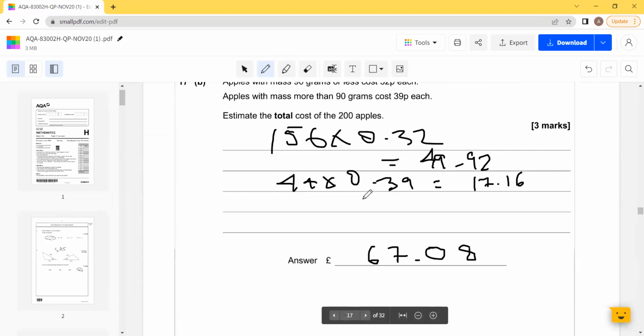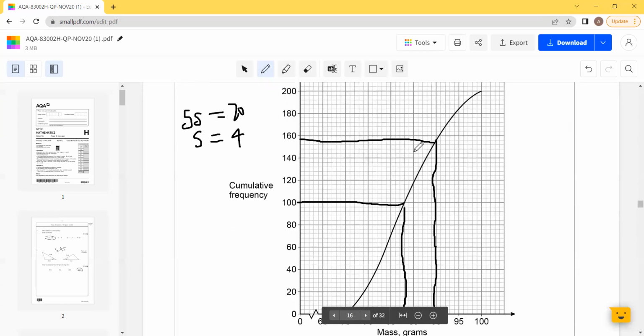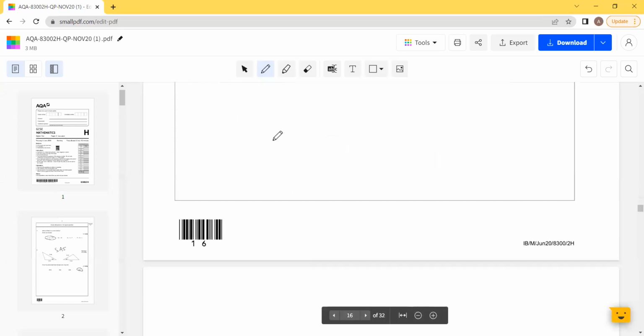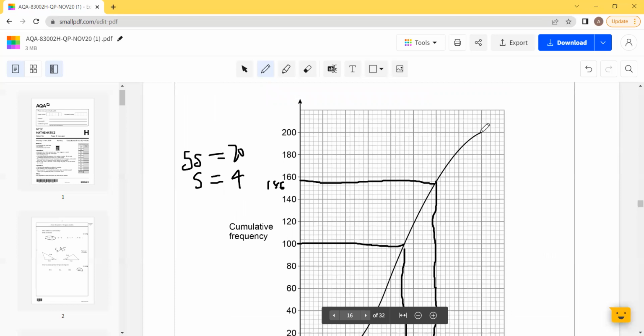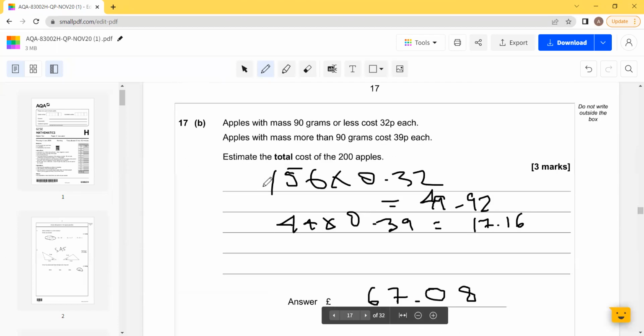So all we've done is we've drawn a line from 90 grams and divided the apples into two categories. Then we saw that this point is 156. So that's how many are under 90 grams. And then we multiplied it by 0.32 because it's 32p each. And then we didn't have to figure out the number of apples above 90 grams using a tedious method, because all we have to do is 200 minus 156, which is 44. And then 44 multiplied by 0.39 for the cost of apples above 90 grams. And then we sum those two prices up for the total price.